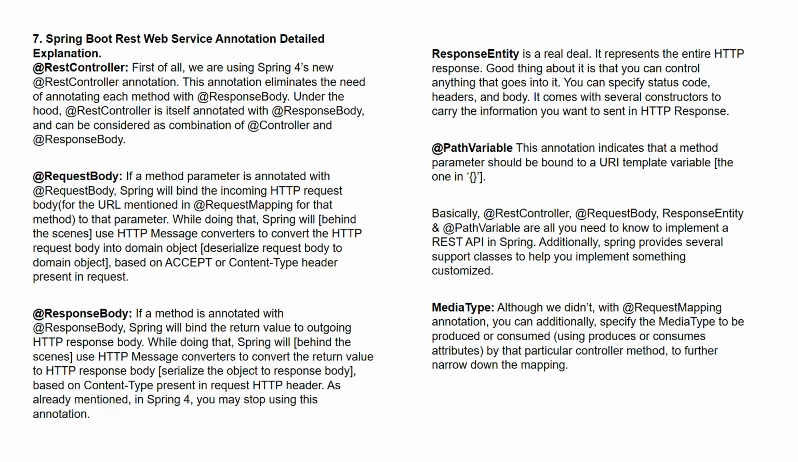@PathVariable: this annotation indicates that a method parameter should be bound to a URI template variable, the one in curly braces. Basically, @RestController, @RequestBody, ResponseEntity and @PathVariable are all you need to know to implement a REST API in Spring. Additionally, Spring provides several support classes to help you implement something customized.